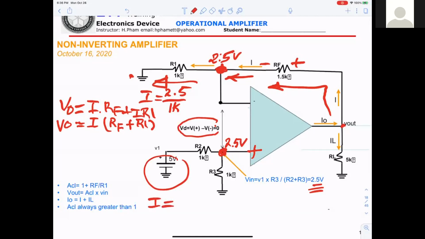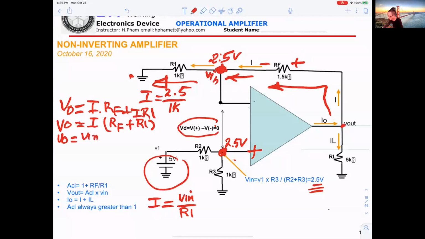V out over RF plus R1. Oh, we're using V in, I'm sorry. V in divided by R1. Okay, so I substitute I into this formula: V in divided by R1 times (RF plus R1).